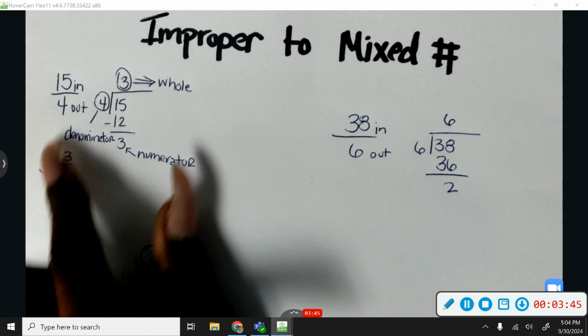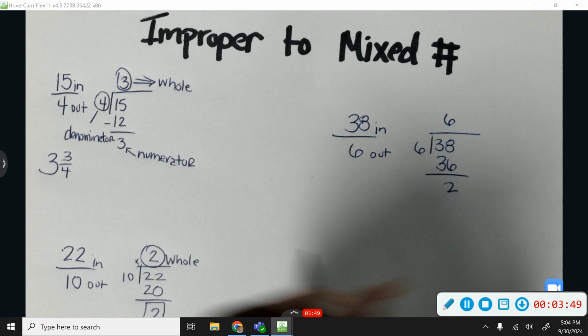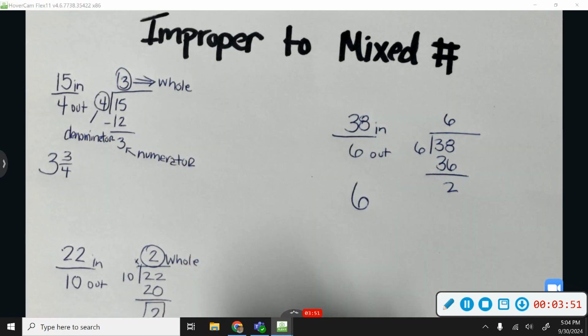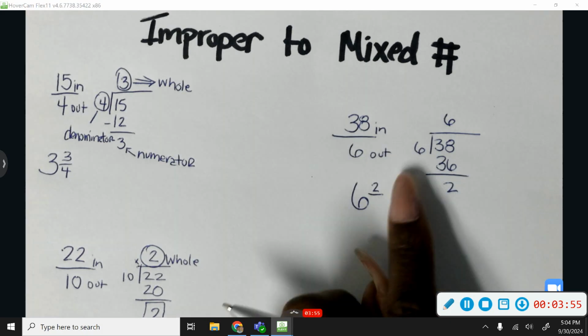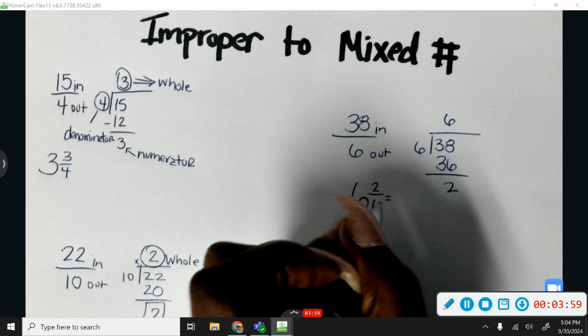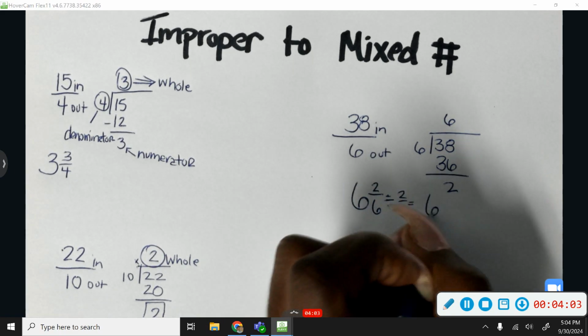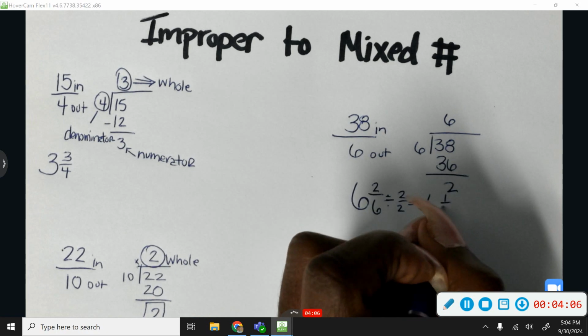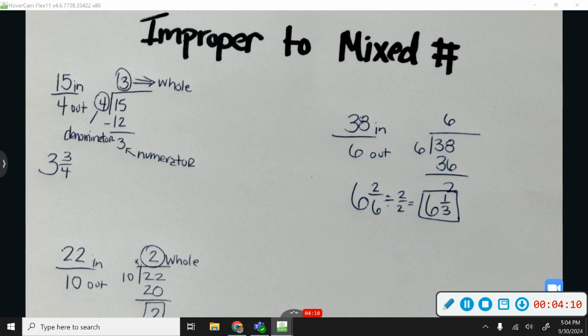So using the same information over here, we know that this number would be my whole number, my numerator, my denominator. And I can reduce right here. I'm going to divide it by 2. And that's going to give me 6 and 1/3. And there goes my answer.